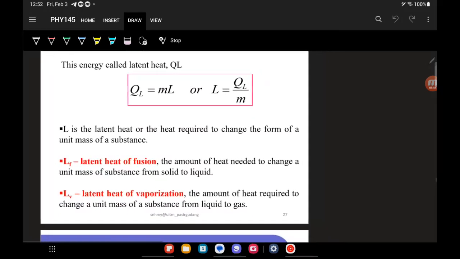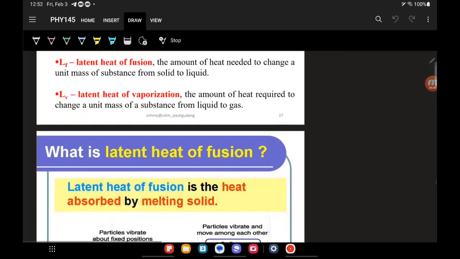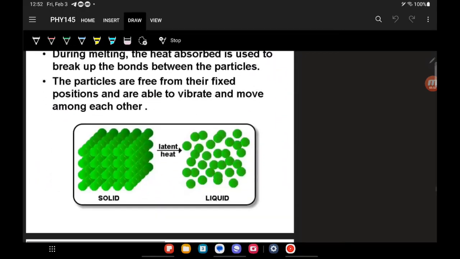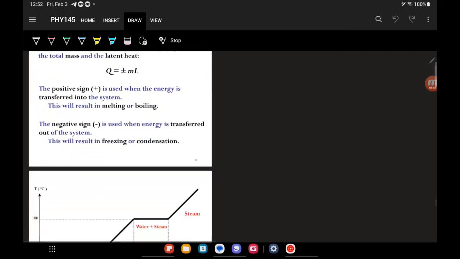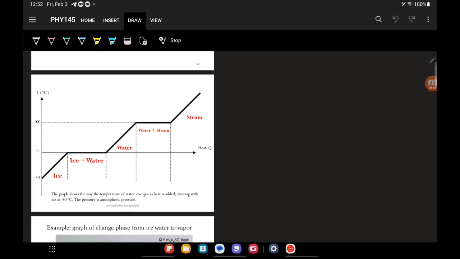Okay. So this is the definition. You can go to here. I already explained all this. So this also I'm going to explain.